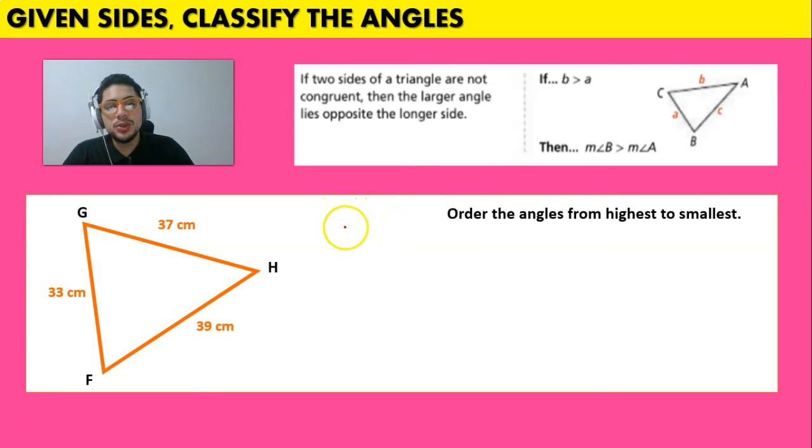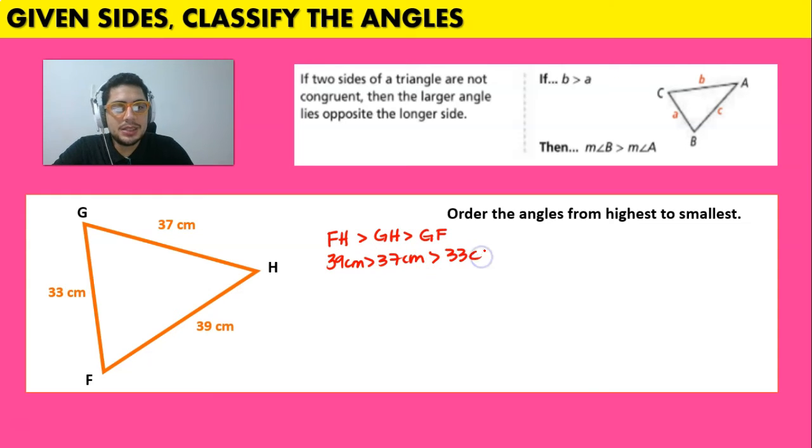So what we can do is first order the sides from highest to smallest. We know that FH is the highest one. FH is higher than GH, and GH is going to be higher than GF, because 39 centimeters is higher than 37 centimeters, and that is higher than 33 centimeters.